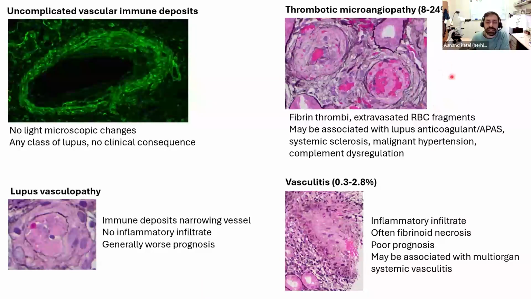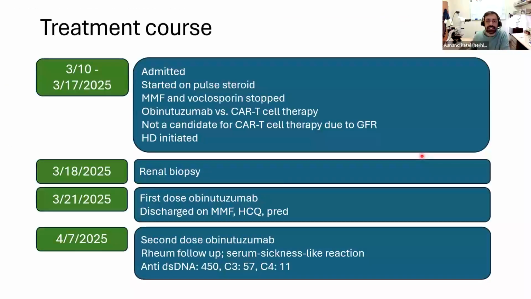And for lupus patients with TMA, that can be associated with several factors in the history, such as hypercoagulable states, overlap syndrome with systemic sclerosis, or malignant hypertension or complement dysregulation. Okay, so I'll hand it over to Lily to tell us about how the patient did after the biopsy.